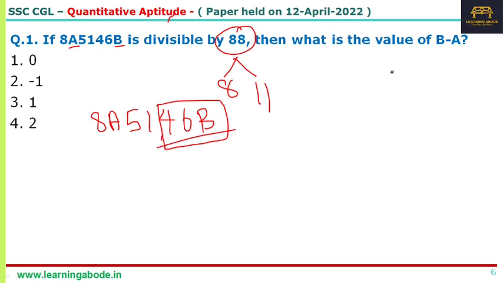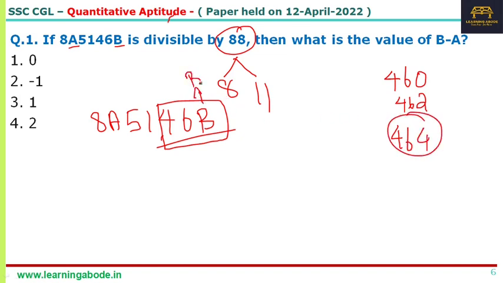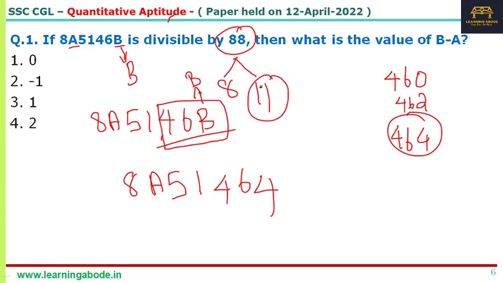Maybe we can start with the least possible value for B, which is 0. Now 460, is it divisible by 8? No. The next even number is 462, that is also not divisible, whereas 464 is divisible. So we can say the value of B is 4. Now let's take this number 8A51464. Now we have to go for the divisibility test of 11.